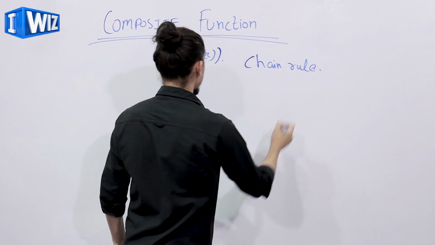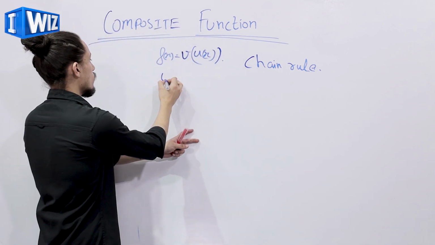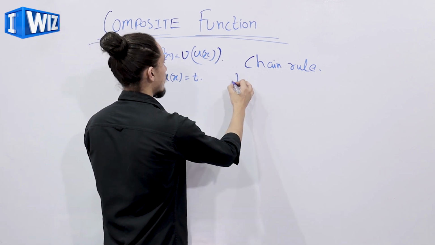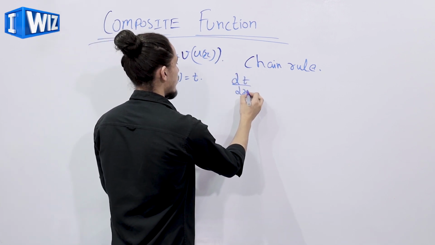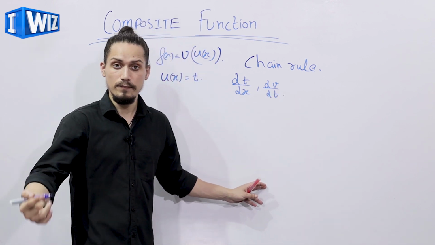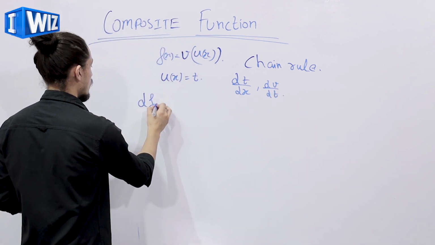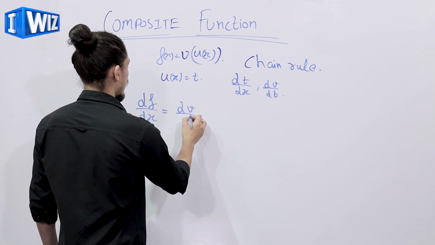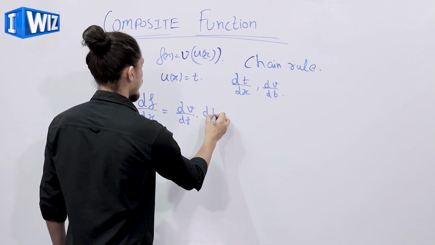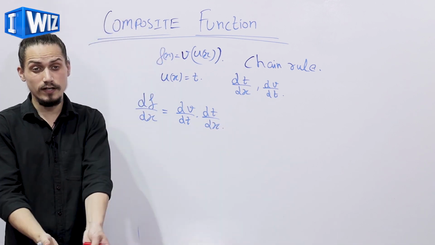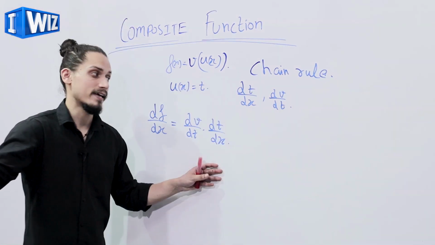What is chain rule? Firstly, we'll put u of x is equal to t, and if the derivative dt upon dx and dv upon dt exist, then by chain rule, derivative of this function df upon dx will be equal to dv upon dt into dt upon dx. Now this is quite difficult to understand like this, so let's take an example.